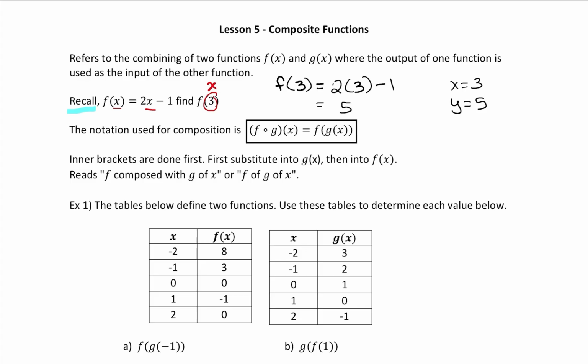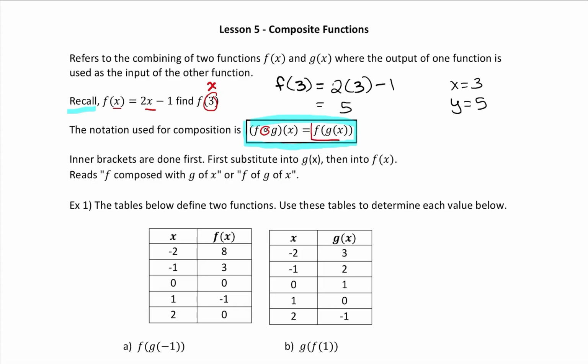So the notation that we use for a composition is f of g of x. The main thing to note here is that it's really different than multiplication because it's an open circle. So it can often get confusing. Is it multiplication or is it composition? If you see an open circle, just remember it's composition.